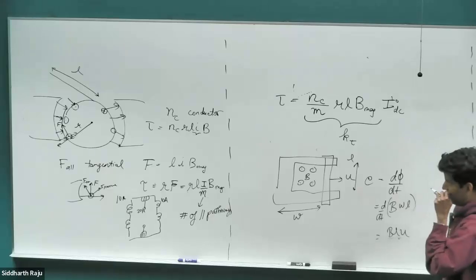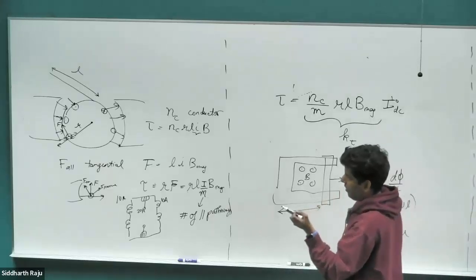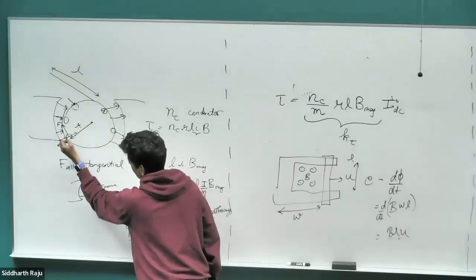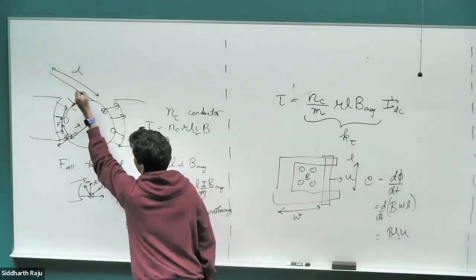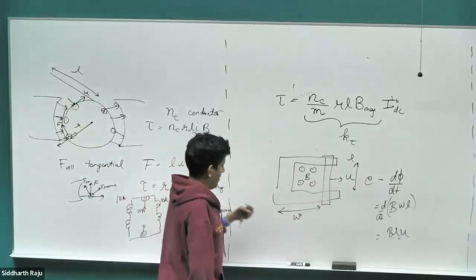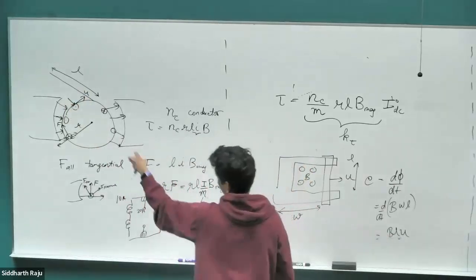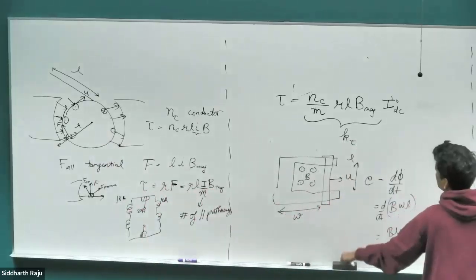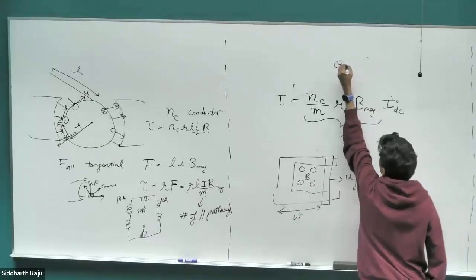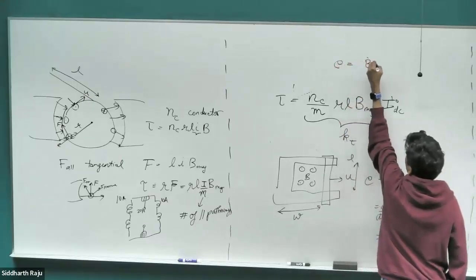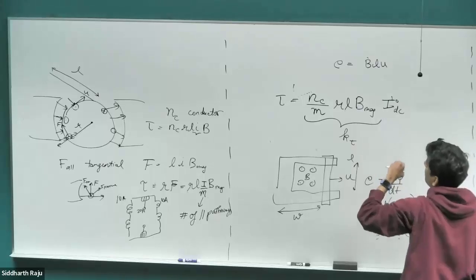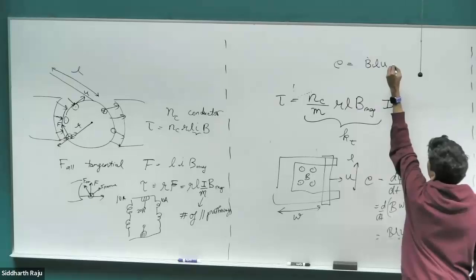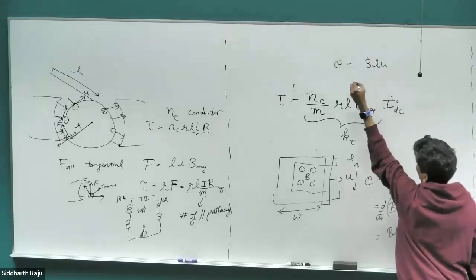So BLU, right? So if you have a current carrying conductor moving at some velocity V or velocity U, so this is moving at some velocity U in this direction, and there is some magnetic field B and they have some length L, then the EMF is just B times L times U. So our EMF, let me write it here, EMF of that one conductor is B times L times U. Okay.